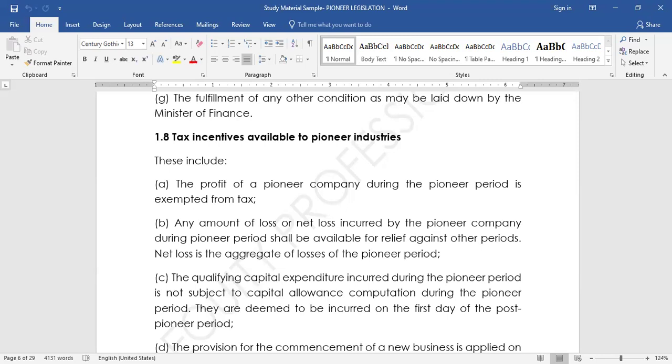You know, for the post-pioneer period, they will start paying tax. During the pioneer period, they are not paying tax. So why are we computing capital allowance? If you are giving capital allowance during the pioneer period, you are going to carry it forward to the post-pioneer period. If you are told that the company acquired qualified capital expenditure during the pioneer period, you will not compute capital allowance during the pioneer period. You are going to compute your capital allowance in the post-pioneer period, and you are going to assume that the qualified capital expenditure is acquired on the first day of the post-pioneer period.